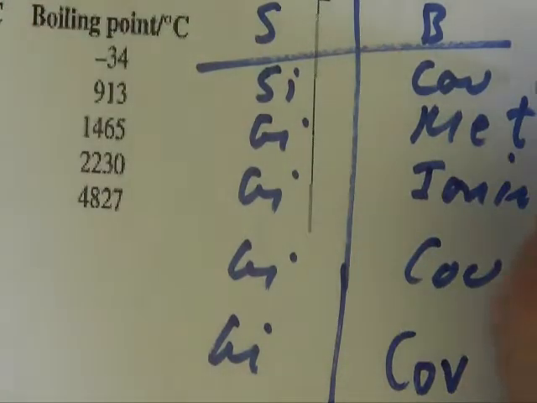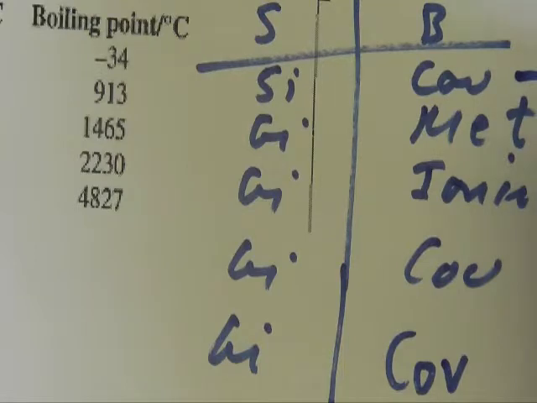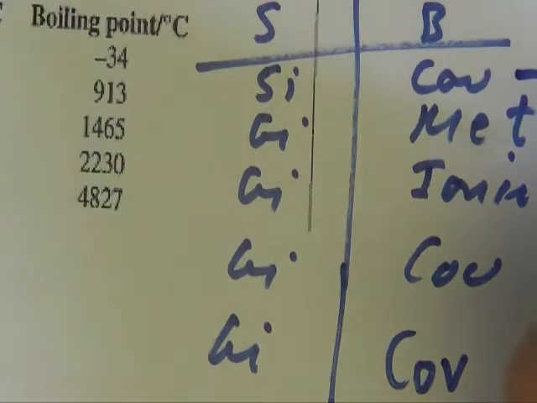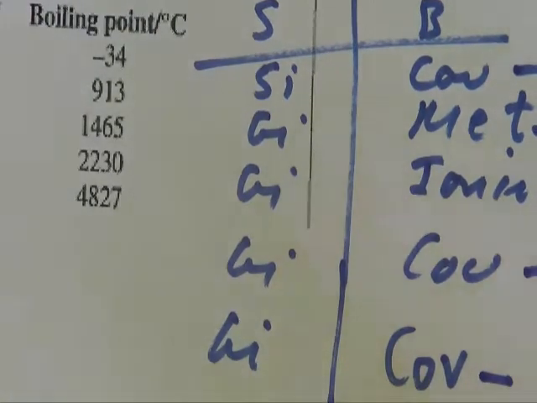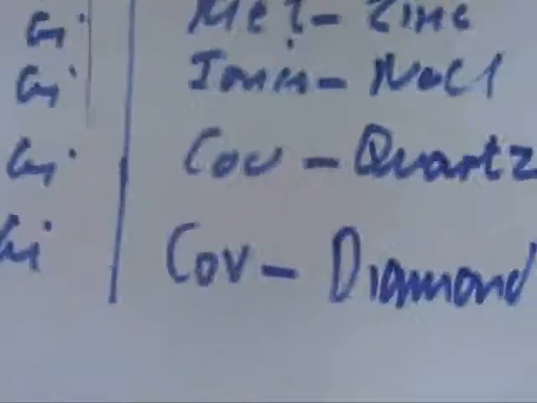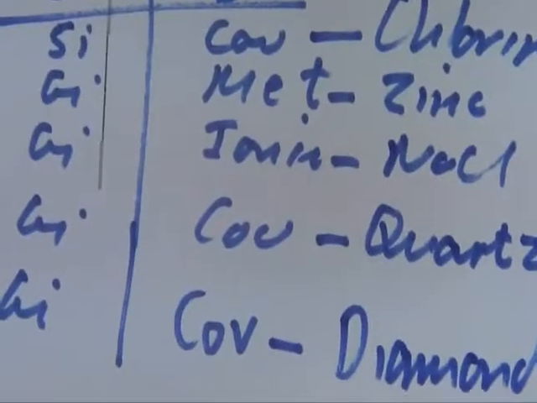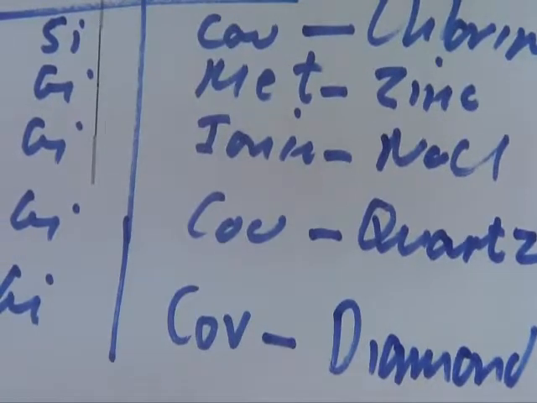So if we just, so that it's clear for you, that's chlorine, that's zinc, the ionic one is sodium chloride, NaCl, the covalent one is quartz, and the covalent one at the end there, the giant covalent one, is diamond. Okay, so that is your final answer.